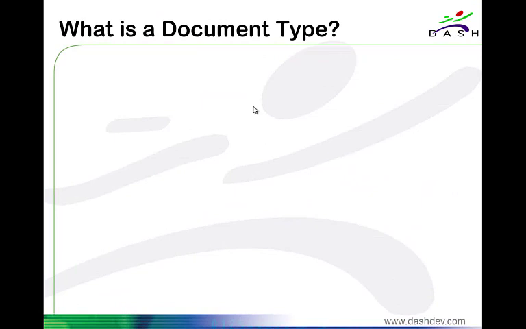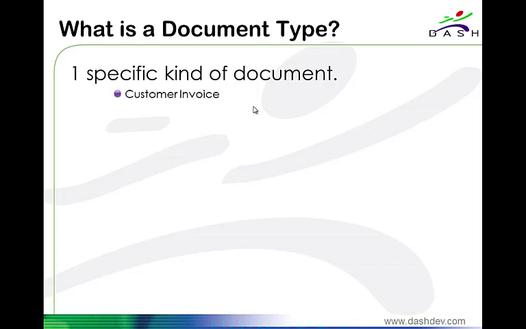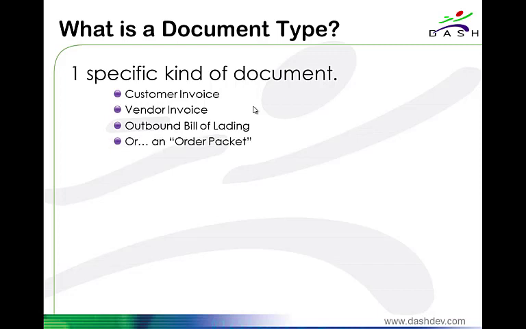Let's first talk about what a document type is. A document type is really one specific kind of document, like a customer invoice is a document type, or a vendor invoice, or an outbound bill of lading, or maybe it's a packet of order-related things, including the customer invoice and an acknowledgement and a bill of lading.